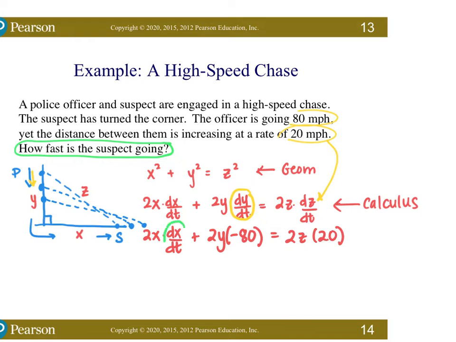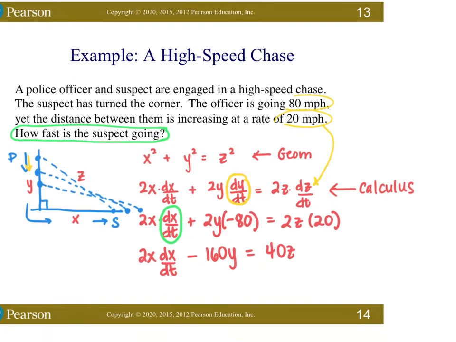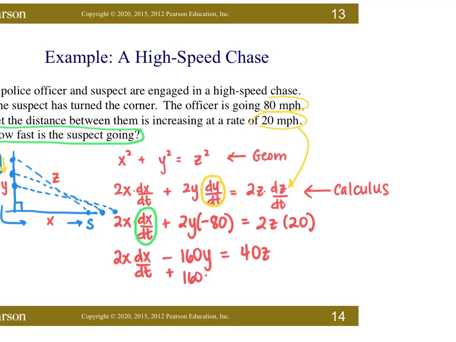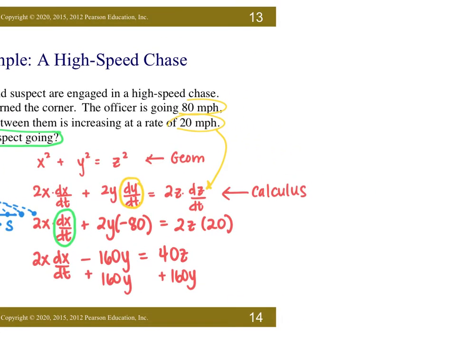So we want to get this term alone. So we're going to simplify and move some things around. So I'll have 2x dx/dt minus 160y equals 40z. And then we want to get that dx/dt alone by adding and dividing. So I'm going to add 160y to both sides, and then I'm going to divide. So I'll have 2x dx/dt being equal to 40z plus 160y.